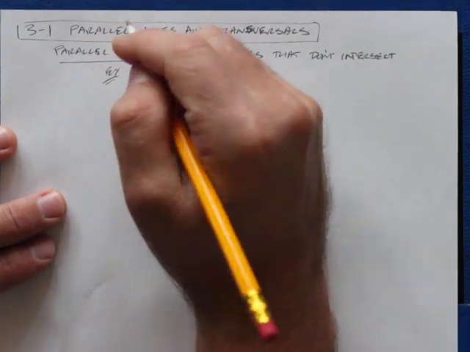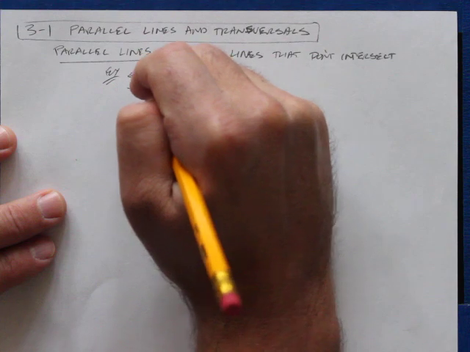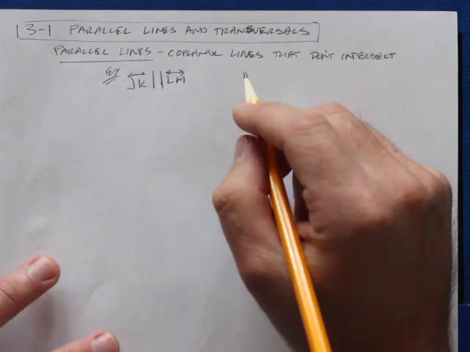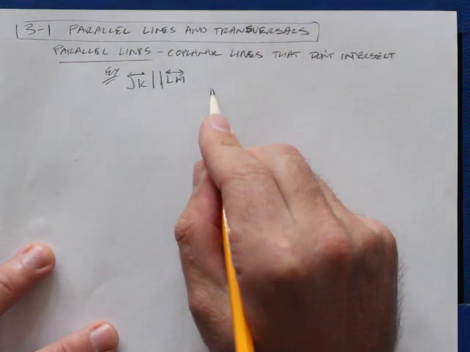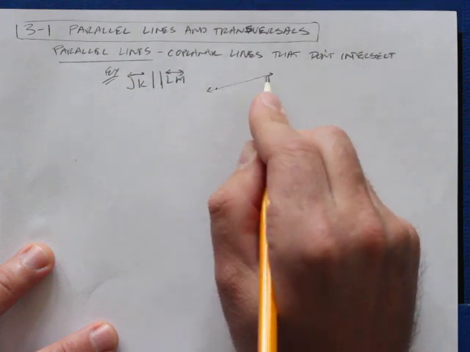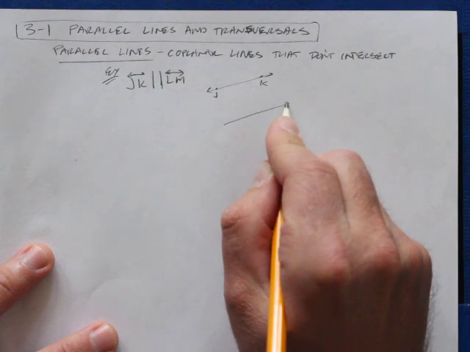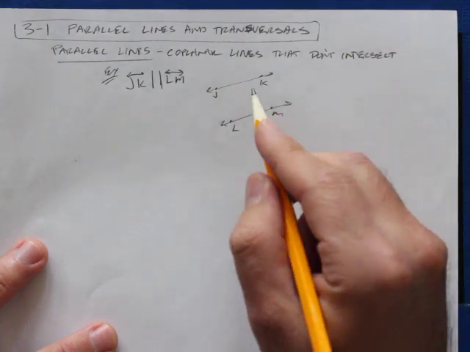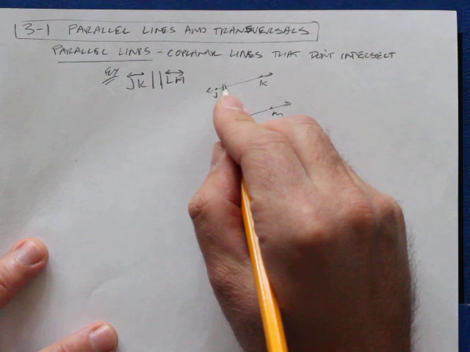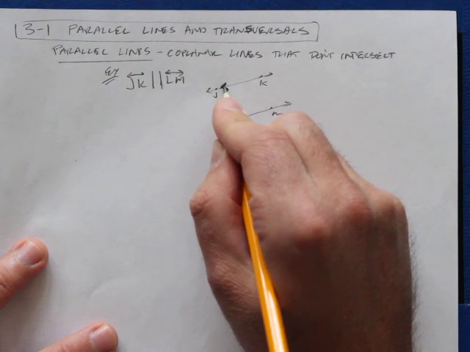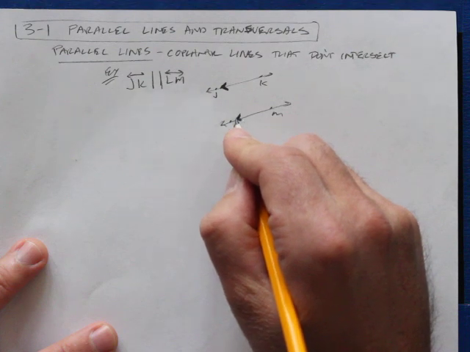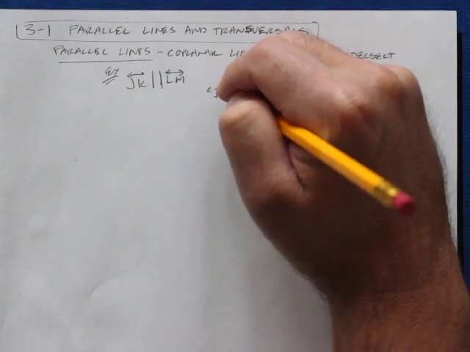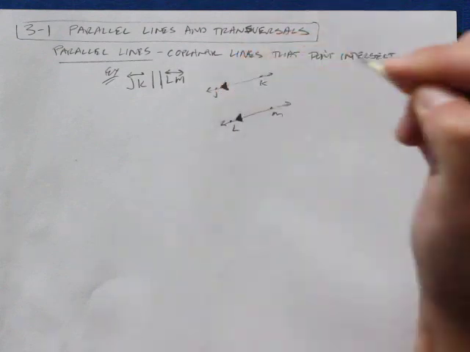So here's an example. Line JK is parallel to line LM in this picture here. I've got JK, LM, and they are parallel. One way that we can show that they're parallel is we draw a big, thick arrow going the same direction. Sometimes the arrow will be filled in like this. Either way, we're saying these two are parallel.